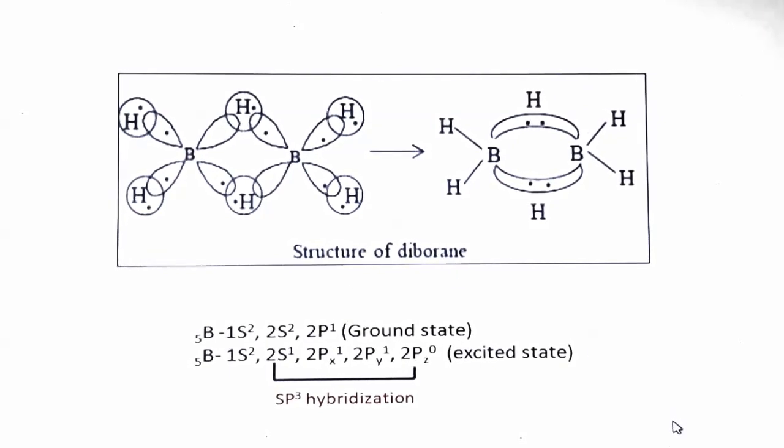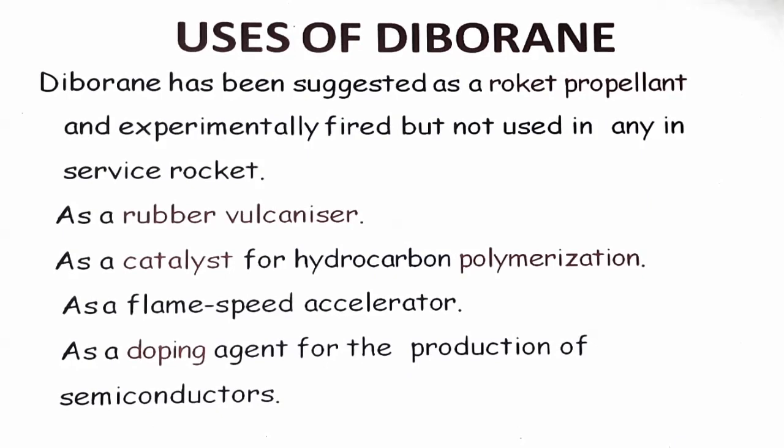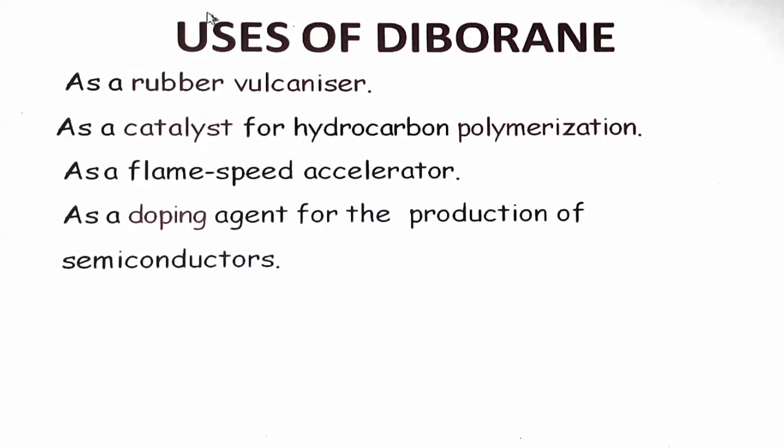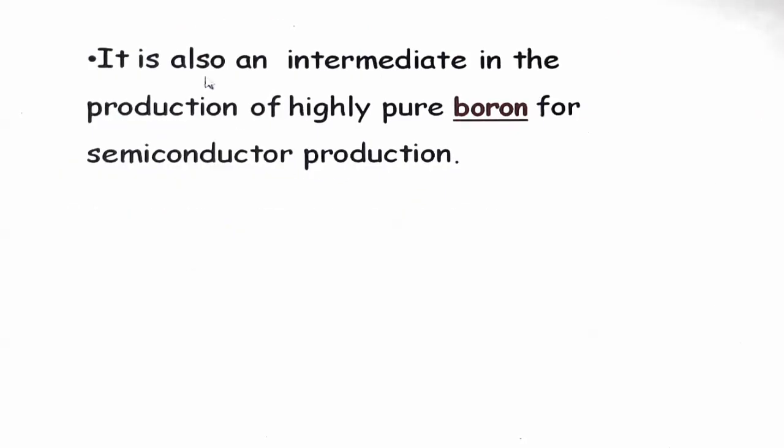Now some applications of diborane. It is used as a rubber vulcanizer, as a catalyst for hydrocarbon polymerization, and it can also be used as a flame speed accelerator. It can be used as a doping agent for the production of semiconductors, and also as an intermediate in the production of highly pure boron for semiconductor production.